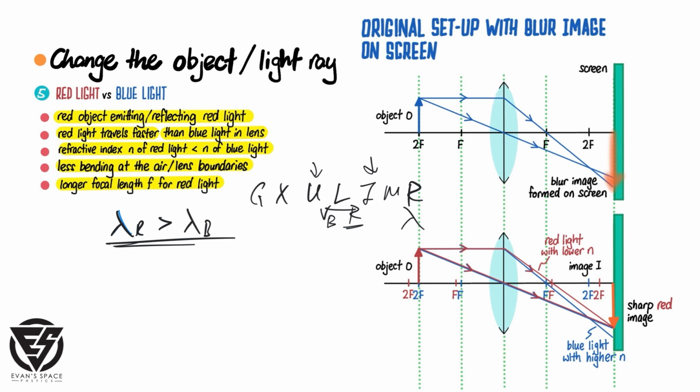There will be less bending. So that's why this red light will go further down when it cuts the principal axis. In other words, the focal length will be longer, and that's why the intersection can nicely fall on the screen that's further back. So that's another way to get a sharp image. Of course, the image now is different. It's red color compared to just now, blue color.